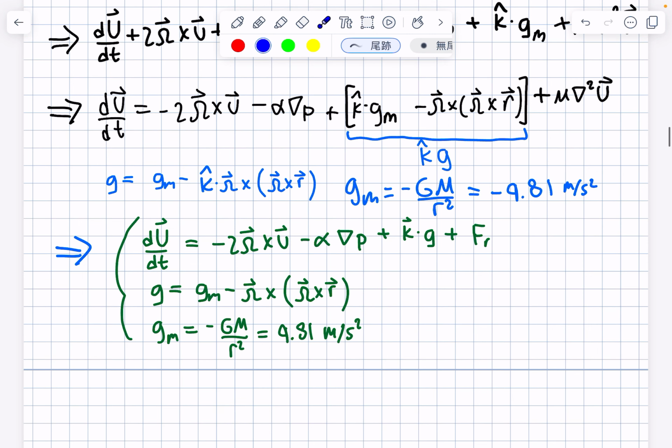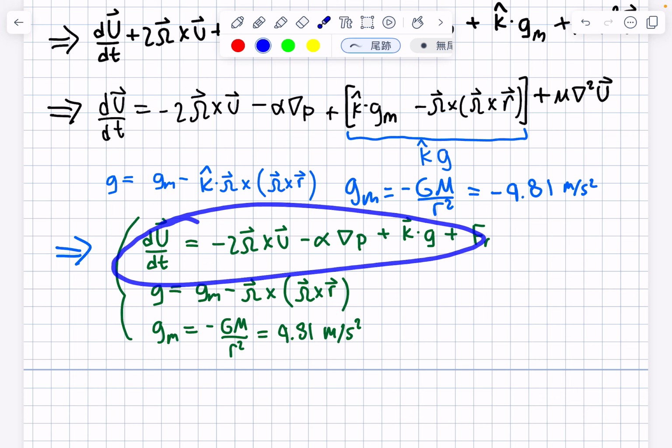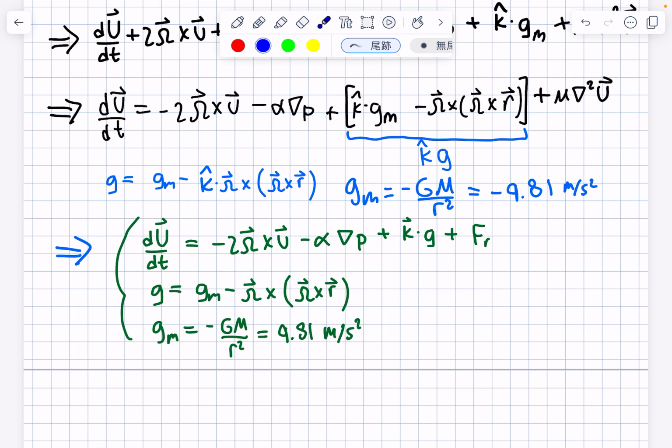And so finally we have our equations. Du dt is equal to, which is really a three-line equation with x, y, and z components of velocity, otherwise known as u, v, w, is equal to the Coriolis force, negative 2 omega cross u, minus alpha gradient p plus k dot g plus this term here, mu Laplacian squared of u.